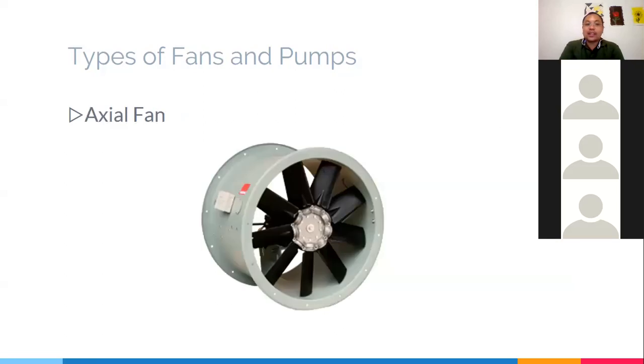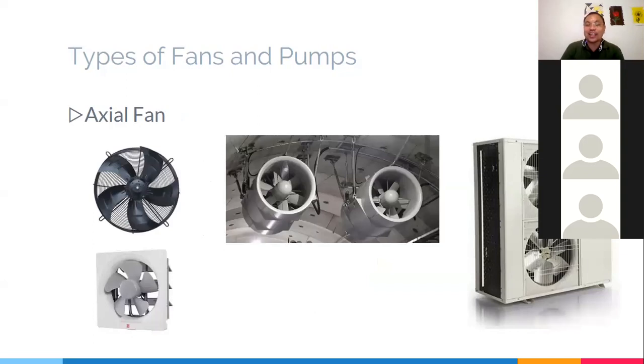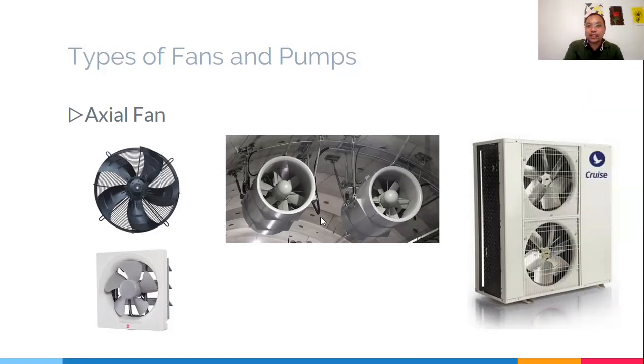Another type of fan is the axial fan, or sometimes we call it propeller fan. This propeller fan, you'll probably be familiar with it as the household electric fan, the exhaust fan, or the engine of a jet on the wing of an airplane, parang turbine. These are axial fans. You could also see them in the condensing unit of our aircon. They are also using axial fans.